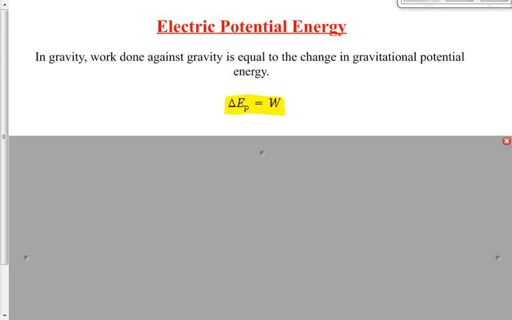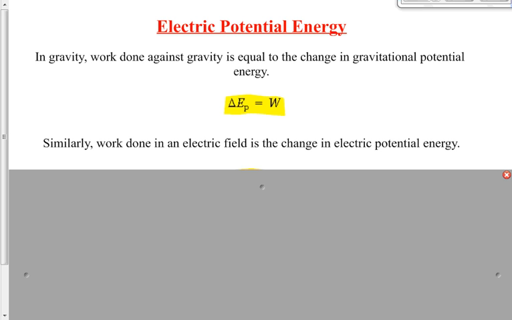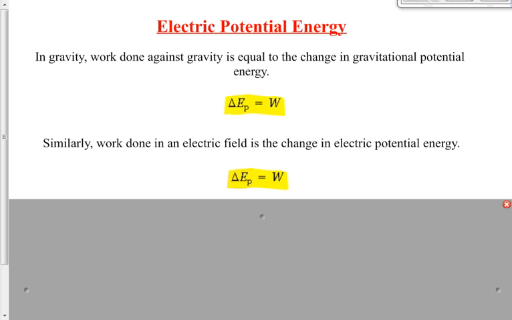Delta E is equal to W. But the work done in moving a charge through an electric field, same idea as moving a mass through a gravitational field. The work done, once again, is equal to the change in potential energy. But this time, the change in potential energy isn't delta EP gravity, it's delta EP electrical.